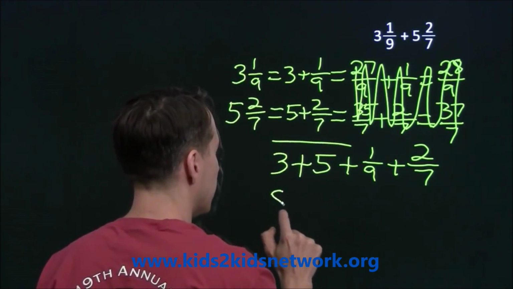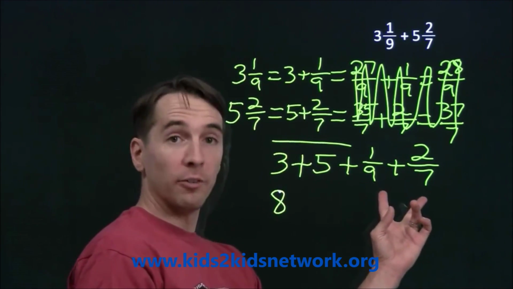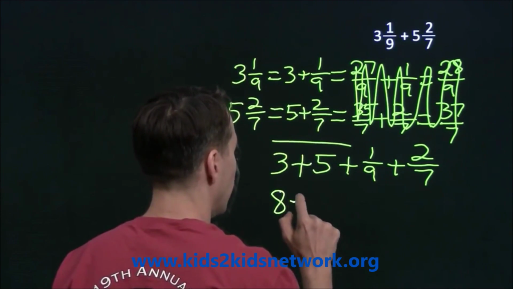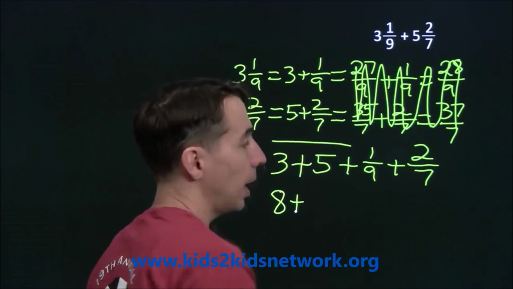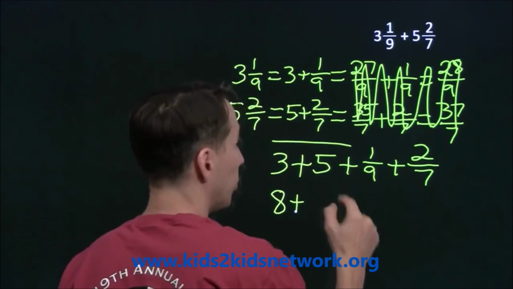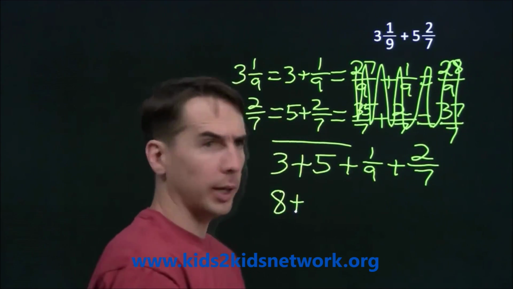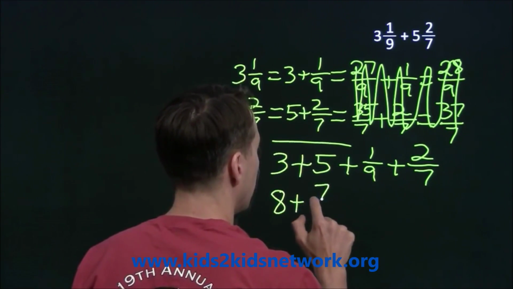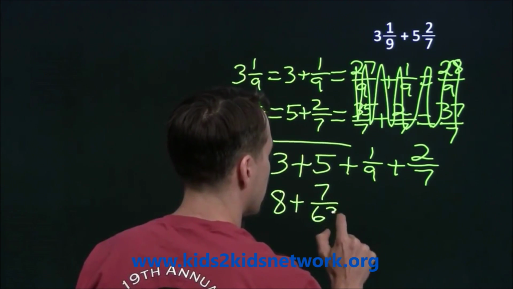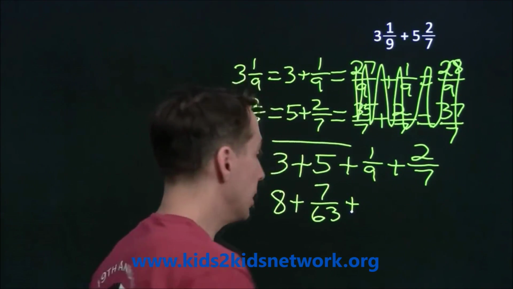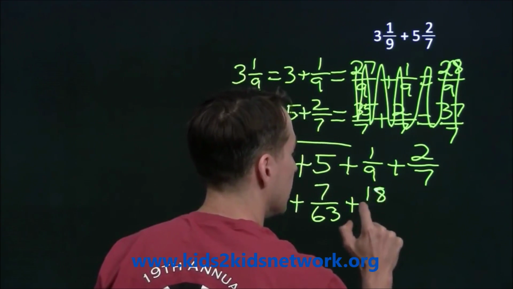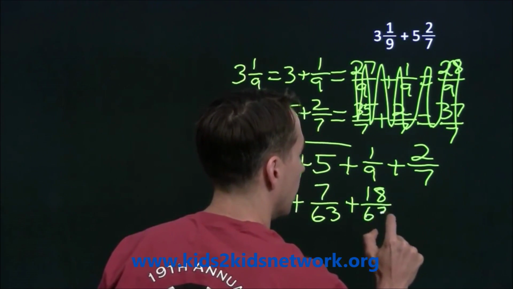The 3 and the 5, of course, that's just 8. And again, we're going to find a common denominator here between 1/9 and 2/7. That common denominator is still 9 times 7. Multiply the top and bottom of the 1/9 by 7. Multiplying 1 by 7 is a lot easier than multiplying the 28 by 7. That gives us 7 over 63. And then the 2/7, we're going to multiply the top and bottom of that by 9. And that'll give us 18 over 63.